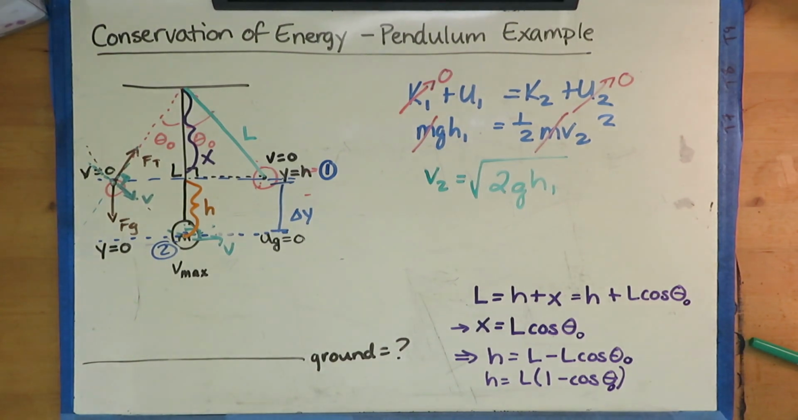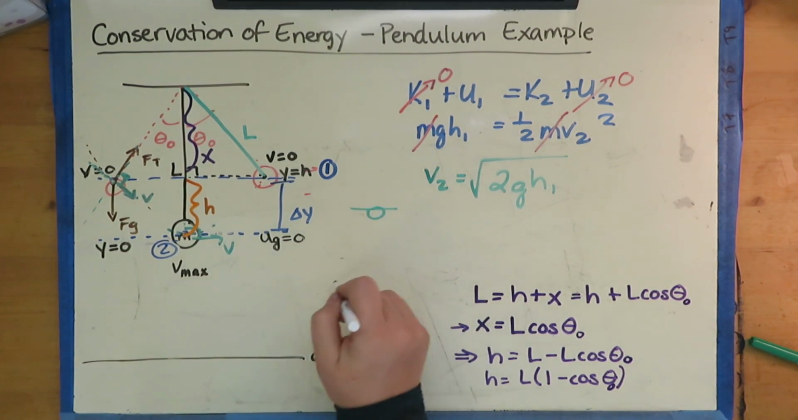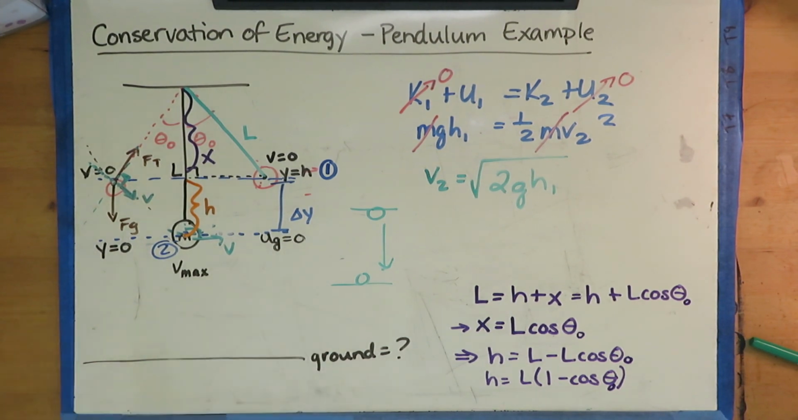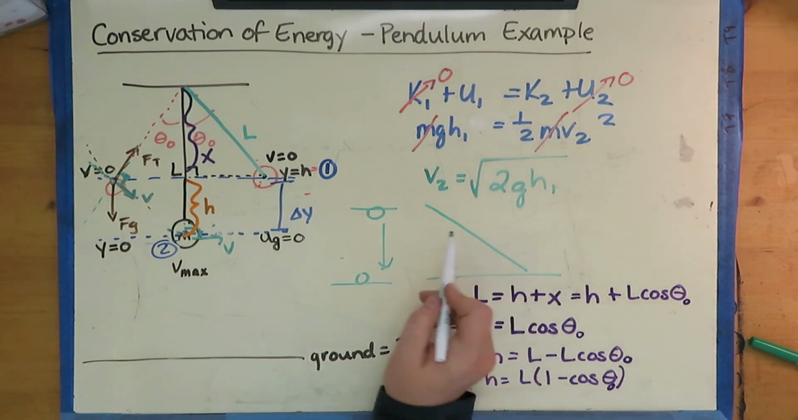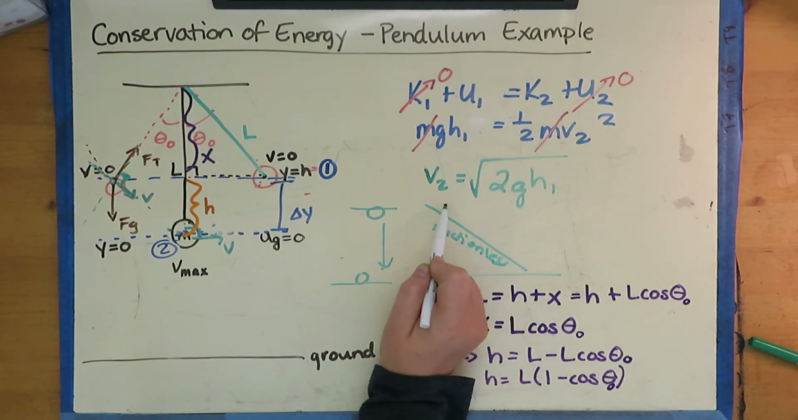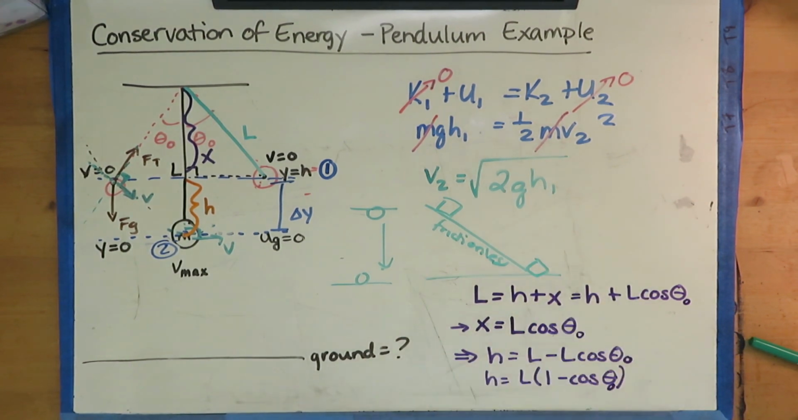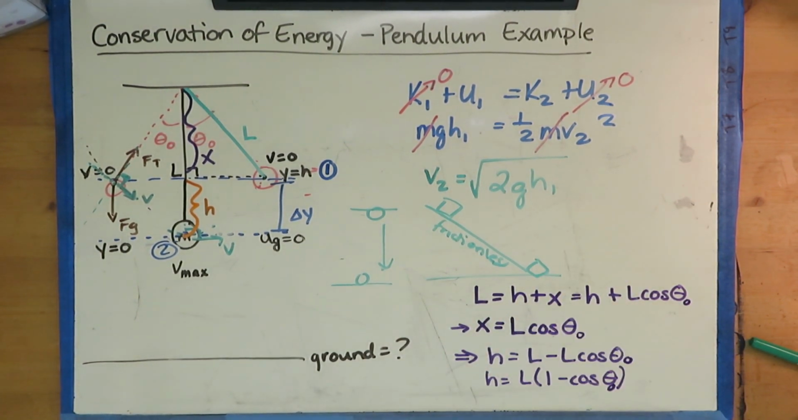Well, oh my gosh, this is the exact same equation that we keep getting all the time. If I were to drop a ball from that height and I were to drop it straight down, the speed at the bottom would be the square root of 2gh1. If I were to have a frictionless ramp and the box or whatever were to start from that height and go down to the ground, the speed at the bottom would be the square root of 2gh1.